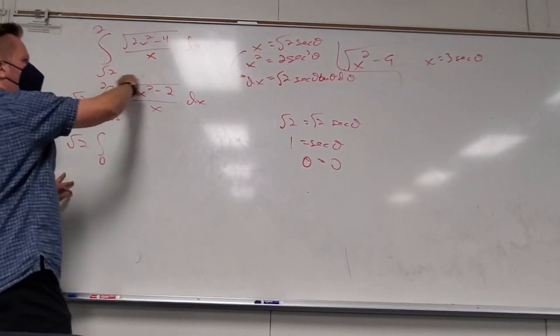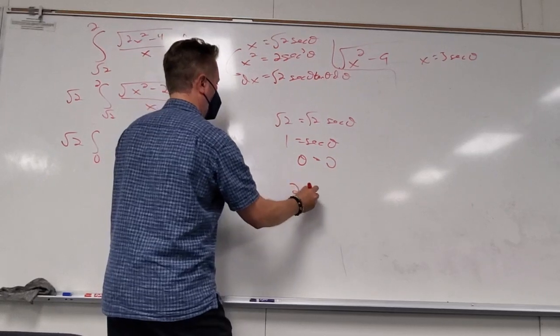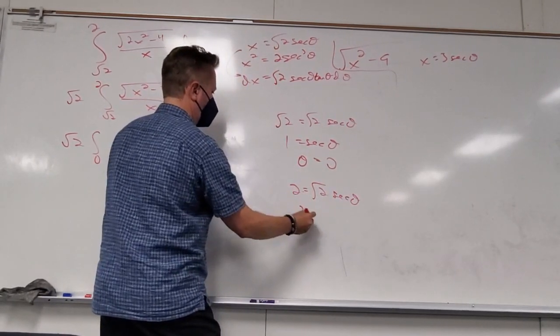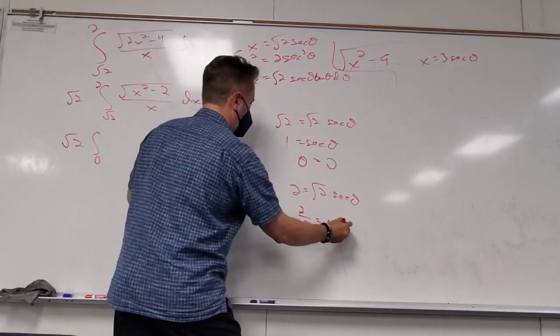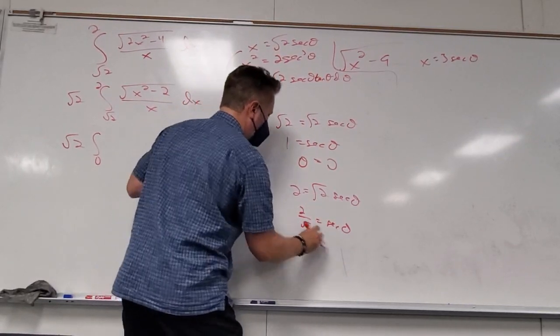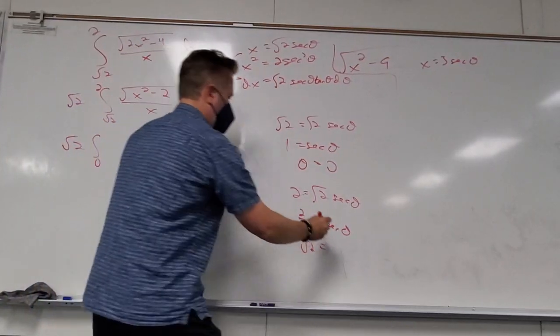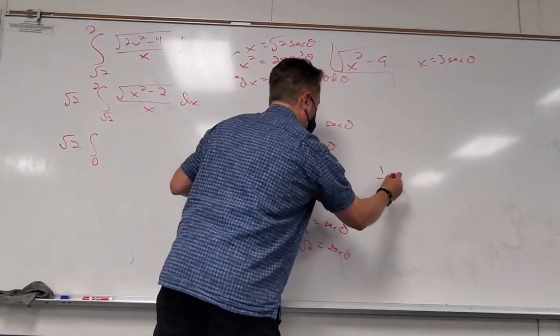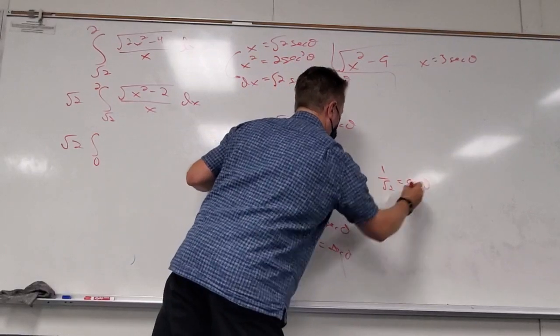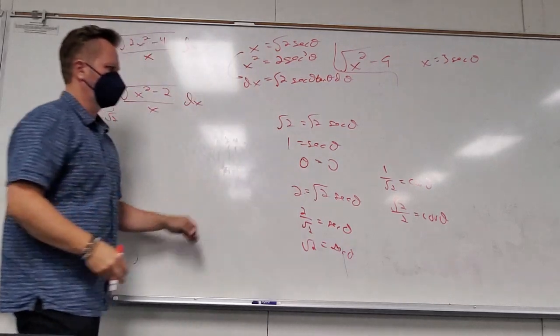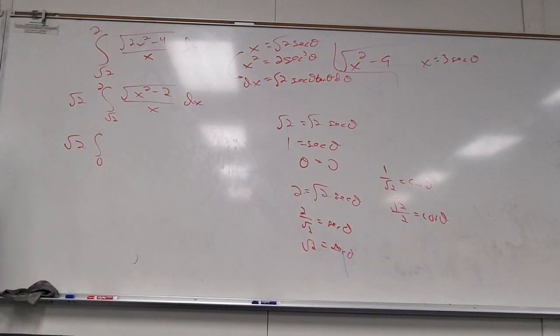And when x is 2, what is theta? 2 over rad 2 is rad 2. Is that cool? A whole 2 divided by half of 2 is half of 2. And then if you bring it back to cosine, you get rad 2 over 2. When is cosine rad 2 over 2? Pi over 4. Kick ass.